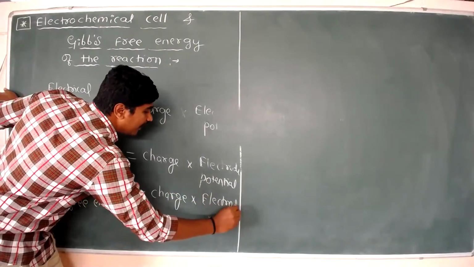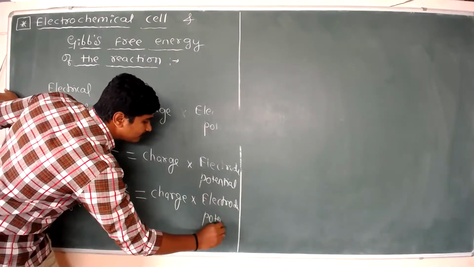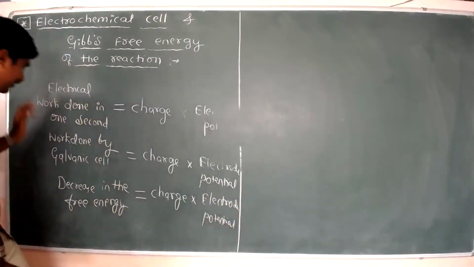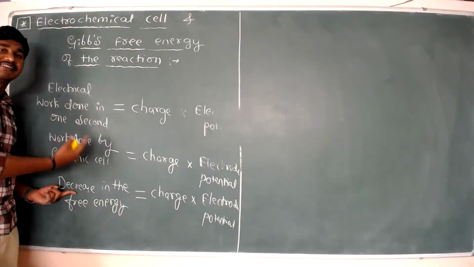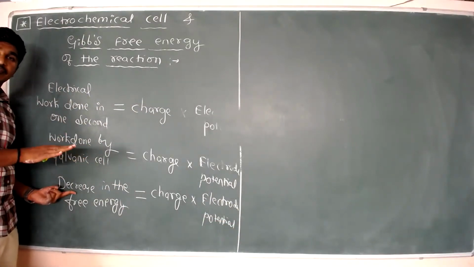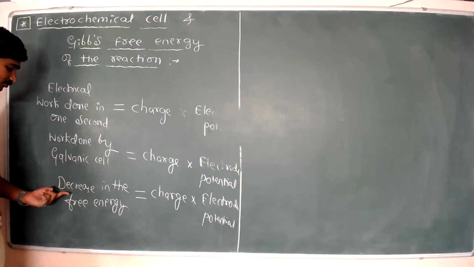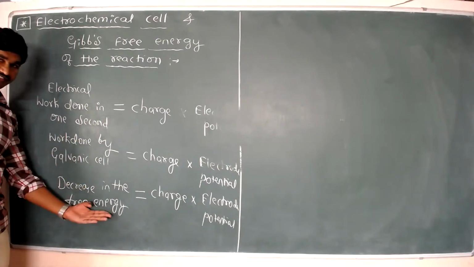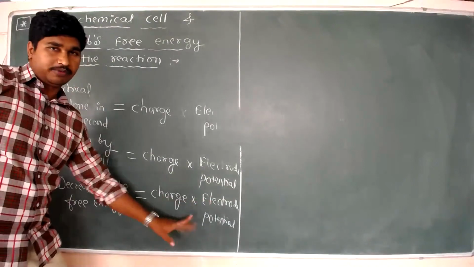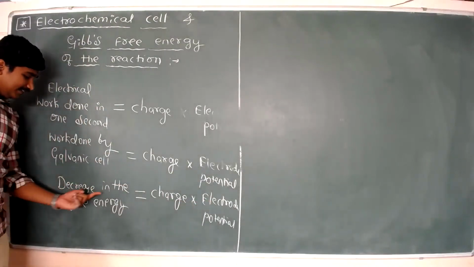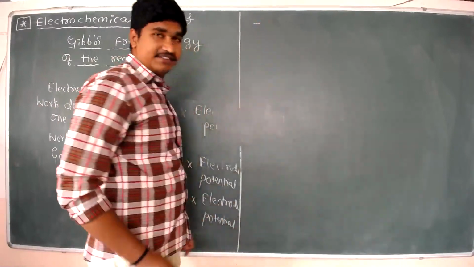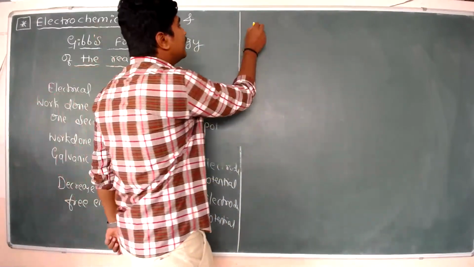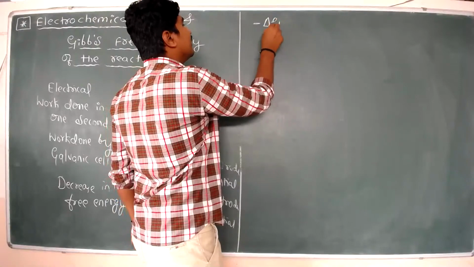Charge into electrode potential. Why am I writing here decrease? Because it is the work done by the cell, by the system, by which the system's energy decreases. I am writing only decrease in the free energy is equal to charge into electrode potential. Here, decrease in the free energy can be written as minus delta G. Minus means decrease in the Gibbs free energy.